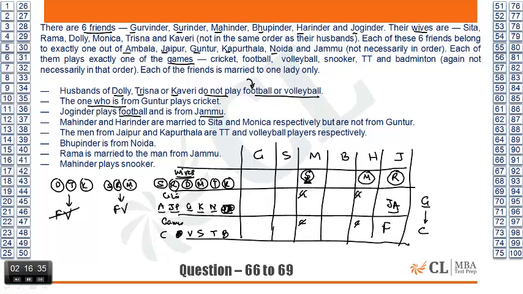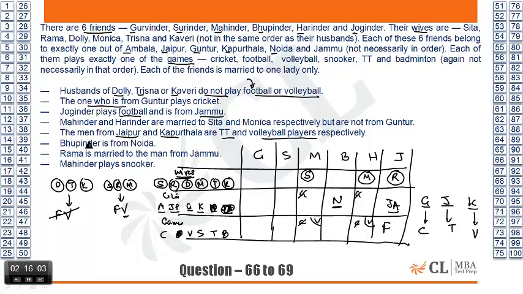One of these people must be volleyball. So either this person is volleyball or this person is volleyball. Okay, take it. Fair enough. The men from Jaipur and K are TT and volleyball player respectively. Men from Jaipur is TT and K is volleyball. Bhupinder is from Noida. Thank you, Bhupinder, for giving that awesome information. Bhupinder is from Noida, which means anything.